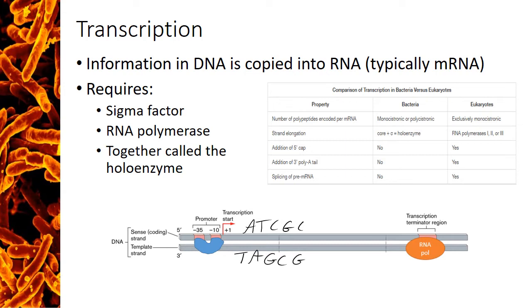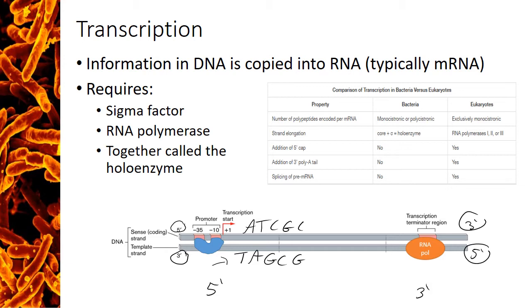So here's our double-stranded DNA molecule with the complementary base pairs. As RNA polymerase is traveling along, it's going to be reading this template strand, which is the strand that's going 3' to 5'. But the coding strand is the one that goes 5' to 3' because it's going to match the RNA code, which also goes 5' to 3'.